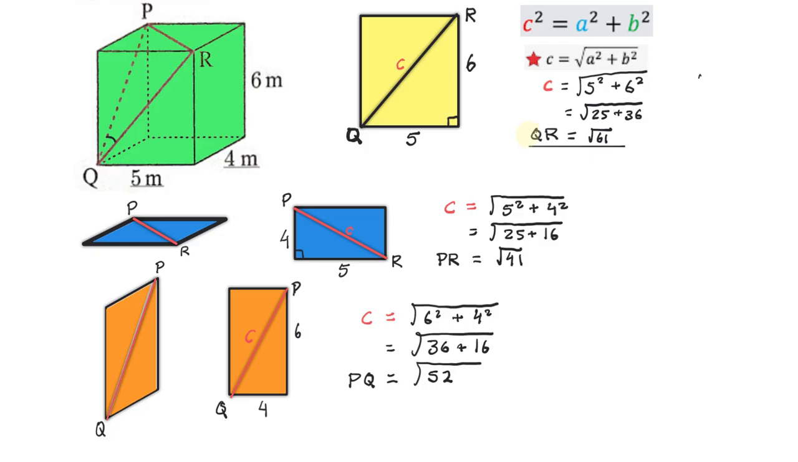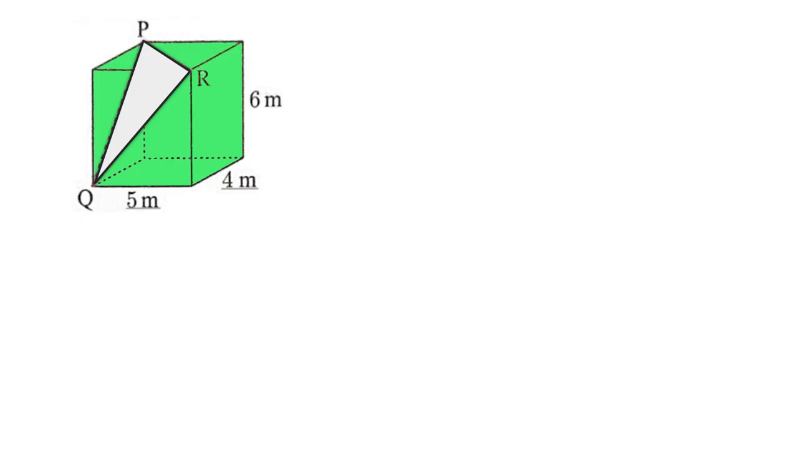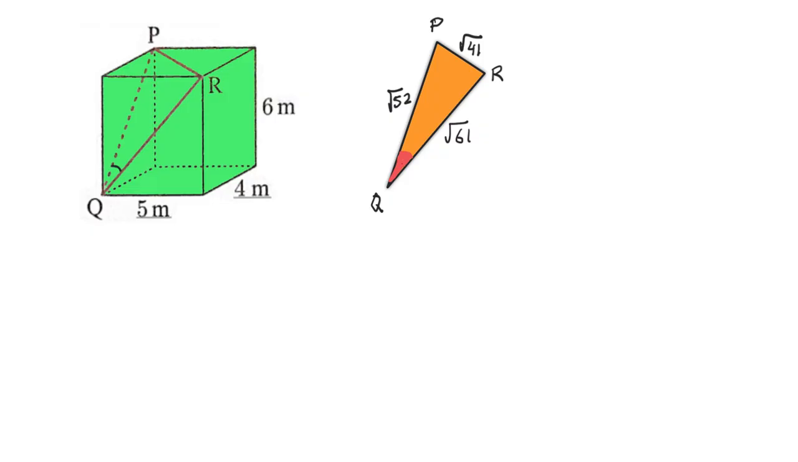And now that we have found QR, one of the sides of the triangle, and PR and PQ, we are going to be able to find the angle PQR. So let's look at this triangle closely. We need to find this particular angle, which is the angle PQR. As you can see, this is not a right-angled triangle. That means we cannot use the trigonometric ratios, but we can use a rule called the cosine rule.